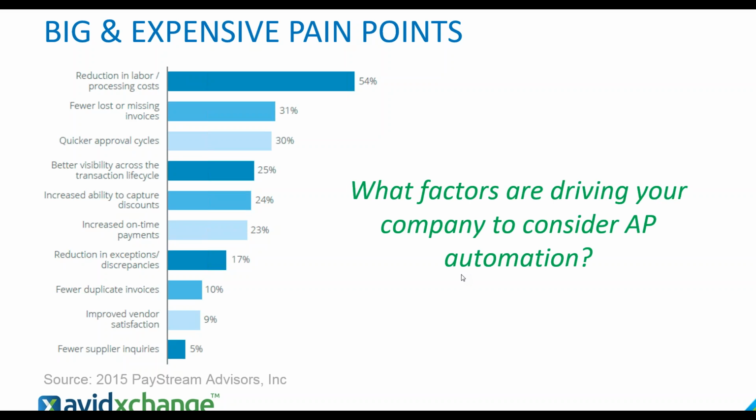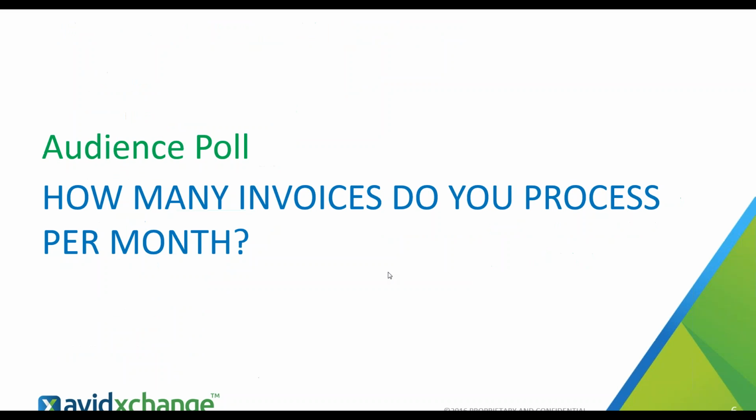So really what we want you to think about today is what factors are driving your company to consider AP automation. The assumption is that if AP automation wasn't something that was on the radar screen, you probably wouldn't be on the call today. And so we want you to think in terms of your own organization. We want you to be in your own shoes as you go through this and think of ways that we can help you make your company operate more efficiently and more securely.